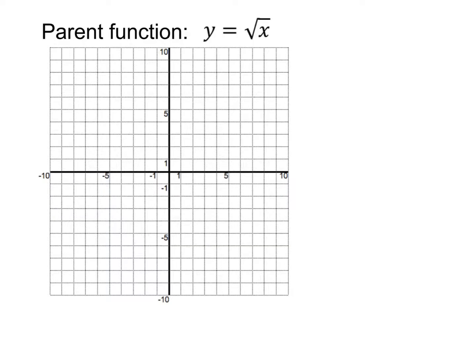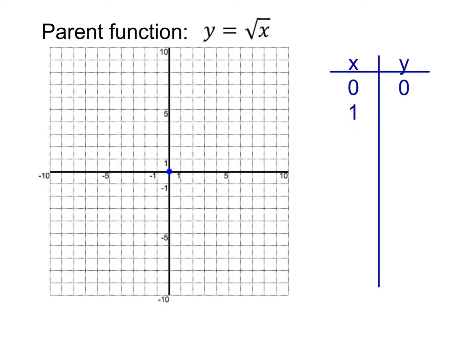All right. So first up, since this is a brand new graph, I'm going to start it by just making a table of values. And I always like to start with a nice simple point. I always like to start with x being 0. So if x is 0, what is y? In other words, what is the square root of 0? Square root of 0 is 0, yes. So that tells us that we have the point (0, 0). Go ahead and plot that on your graph, the point (0, 0).